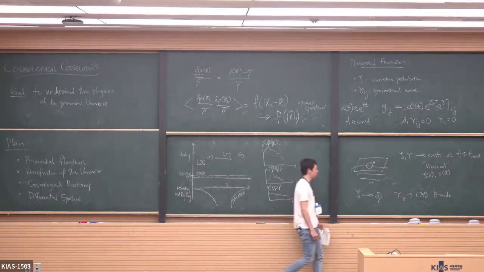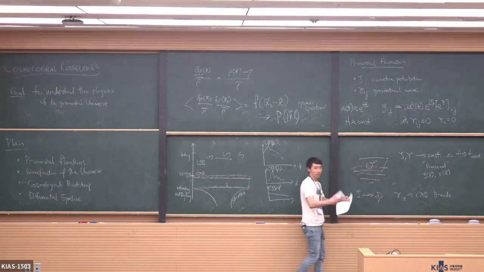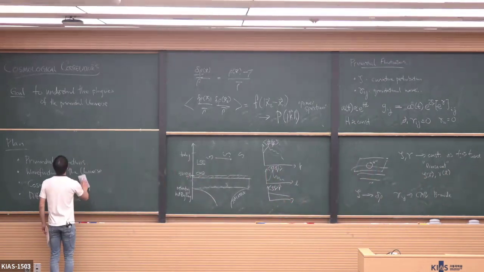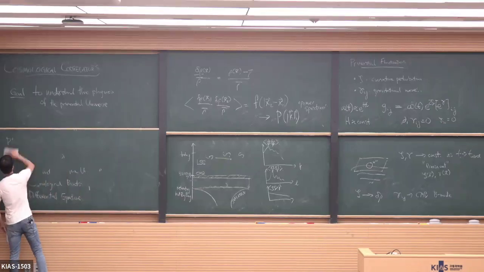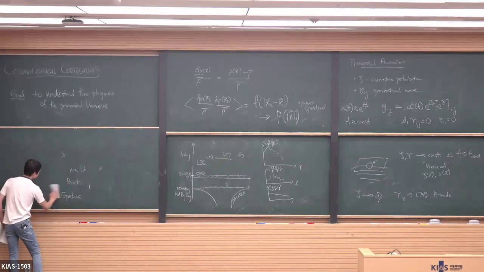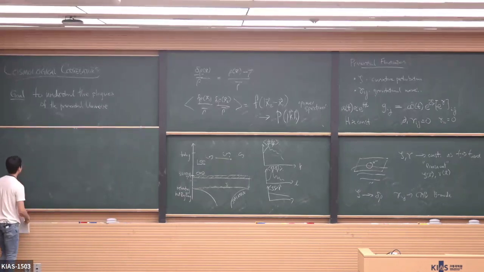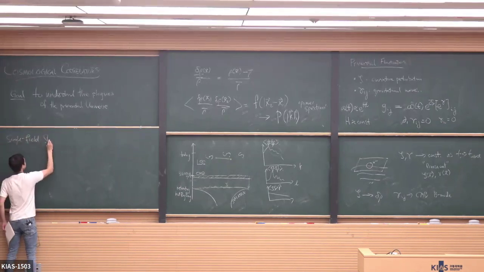Now let me briefly review how these perturbations actually become generated in a simple model of inflation. The simplest model of inflation that we know is something called single-field slow-roll inflation.